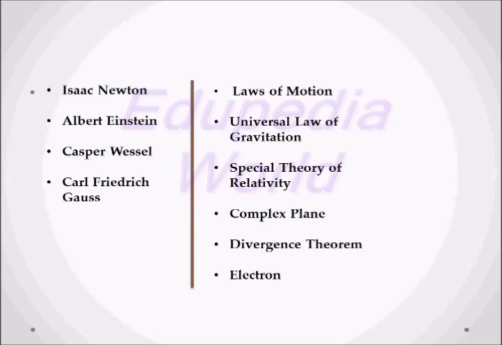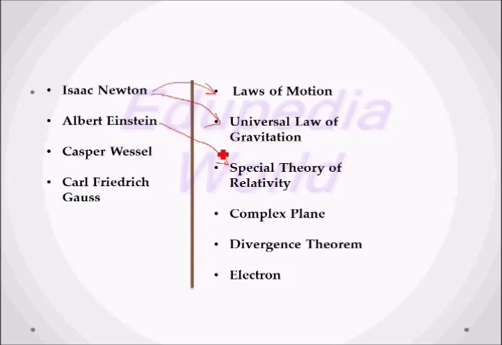Laws of motion and universal law of gravitation were proposed by Sir Isaac Newton. So the relation is clear, and we'll plot two arrows pointing from Isaac Newton to laws of motion as well as universal law of gravitation. Similarly, Albert Einstein is related to special theory of relativity.